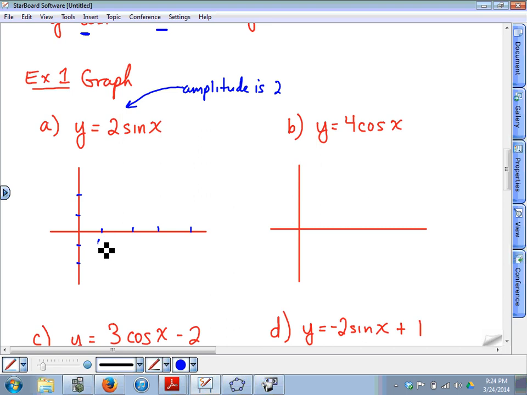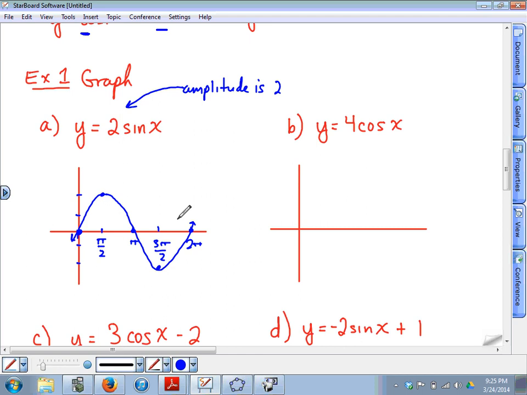Since the period has remained unchanged, one cycle is going to take a horizontal length of 2 pi to complete. Starting at 0, 0, and since it's the +2 and not a -2, it's going up first to its highest point, then down through 0 to its lowest point, and then the cycle ends exactly where it began, right here at 0. And that's one complete cycle.